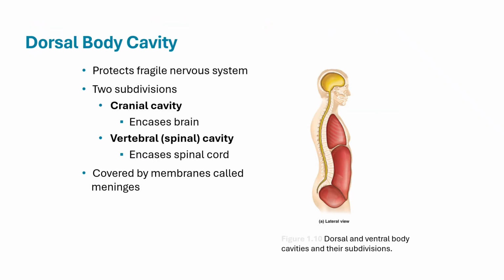So this is the dorsal body cavity. It protects the fragile nervous system. Okay. The skull and the spinal cord is seen very clearly here. The rib cage, abdomen, and pelvis are also clearly indicated. So there's two subdivisions, the cranial cavity, which encases the brain, that would be up here, and the vertebral or spinal cavity, which encases the spinal cord, right here. These are covered by membranes called meninges.